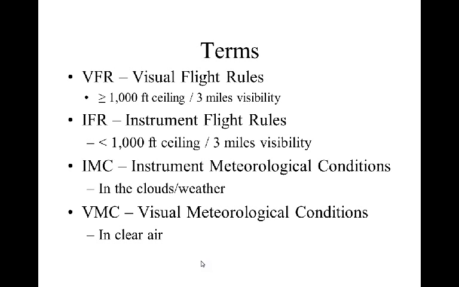IMC is often a term that's used and confused with IFR conditions, but it simply means instrument meteorological conditions, or that the pilot is flying in clouds or in the weather. There is no numerical value of cloud ceiling or visibility associated with IMC. It just means that the pilot is in the weather. It could be at 1,000 feet, it could be at 10,000 feet, but the pilot is in the weather. VMC, on the other hand, stands for visual meteorological conditions, and it's exactly the opposite of instrument meteorological conditions. In this case, the pilot is in virtually clear air or outside of the weather. Again, no height or horizontal visibility is indicated with VMC.